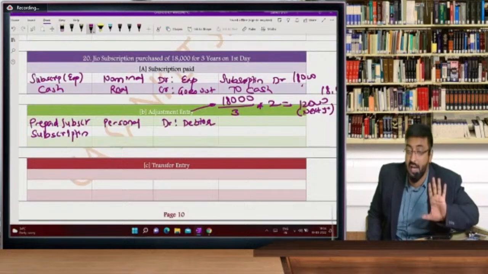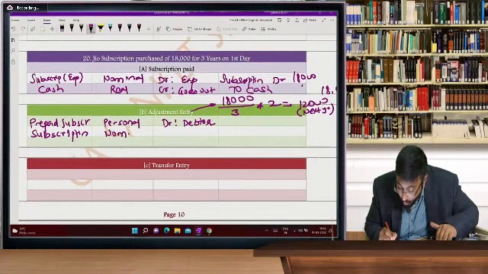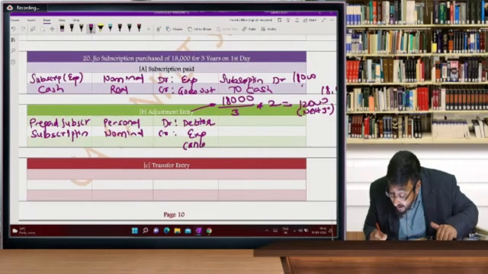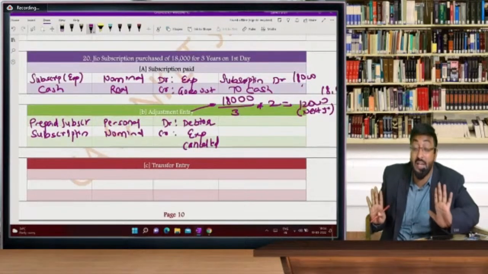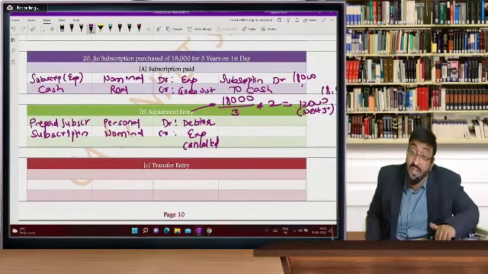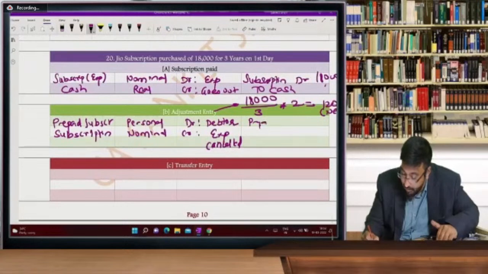6,000 is okay. This is the current year. But 2 years is debtor for me. And this nominal account here, credit, expenses cancelled. Because this is now my debtor. My expenditure is not 18,000. My expenditure is only 6,000. So prepaid subscription to subscription.